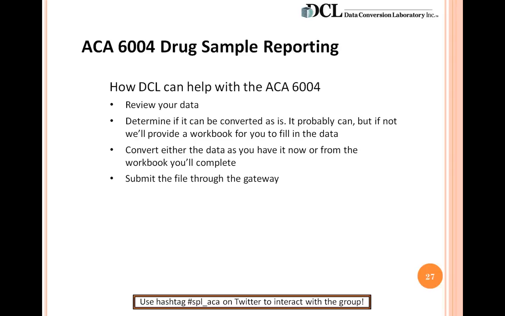And the way we can help with the ACA is we'll look to see how you have your data. Now, we suspect a lot of you have it electronically already. So we'll see if we can use it as is. In other words, if you can provide us with a workbook or a worksheet, for example, or a CSV file, a comma separated values text file that just uses commas to separate the different fields that are required, we'll take that and we'll convert that.